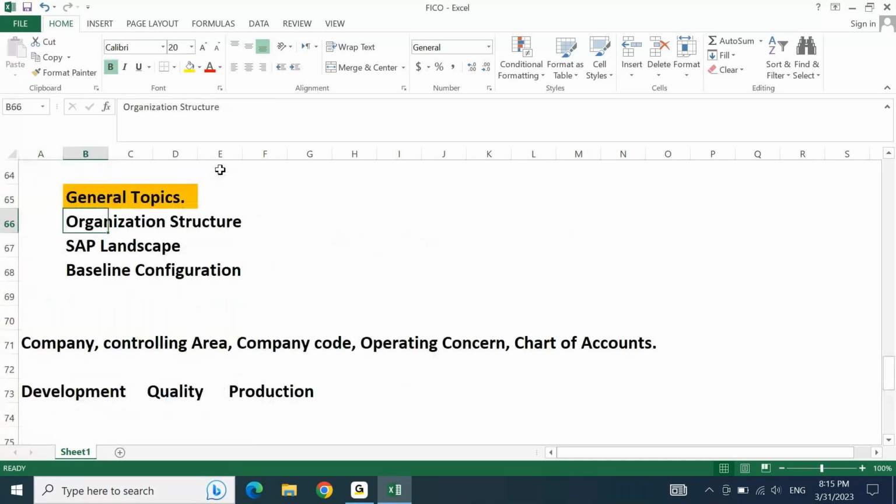Out of the two things, we talked about org structure, landscape, and then the next one is baseline configuration. Who will do the baseline configuration in any project? Who will initiate, who will start this? Which consultant will do baseline configuration first if it is an implementation project? If a new company code is being created, who will have to do the baseline config first? Which functional consultant will have to create the settings first in the system if there is a new company code creation?